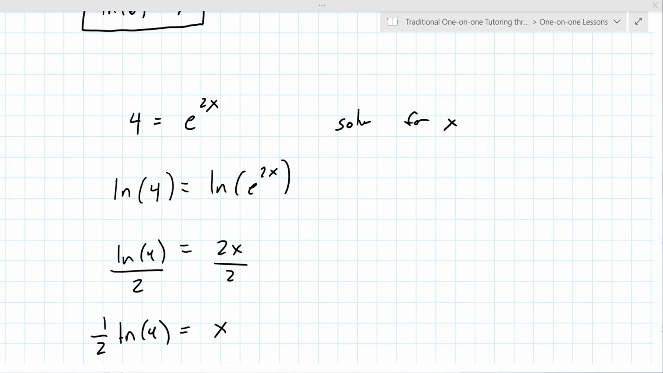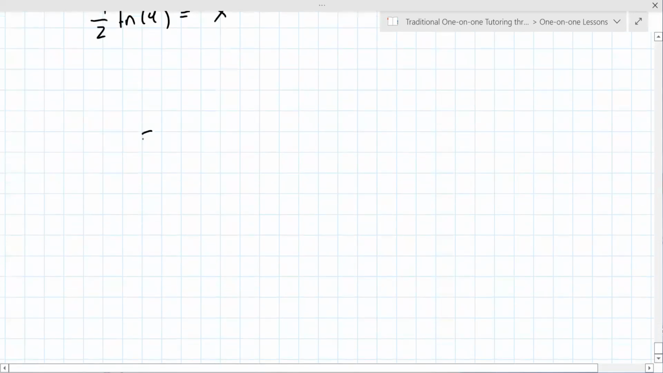All right, let's try one more here. Let's go 5 equals e to the 3x minus 1. Again, solve for x.